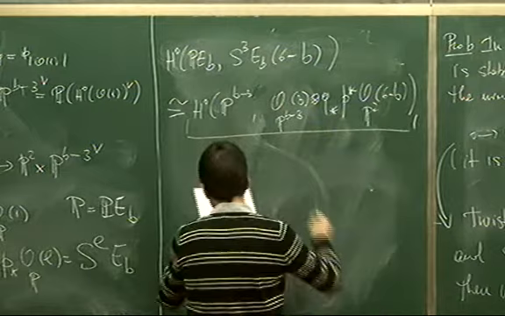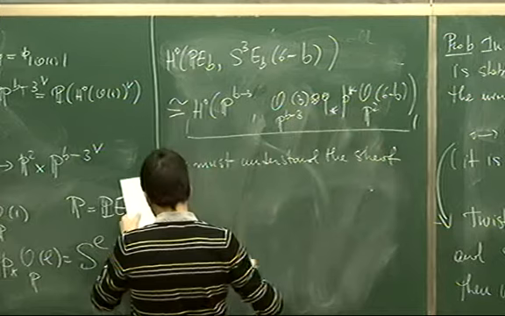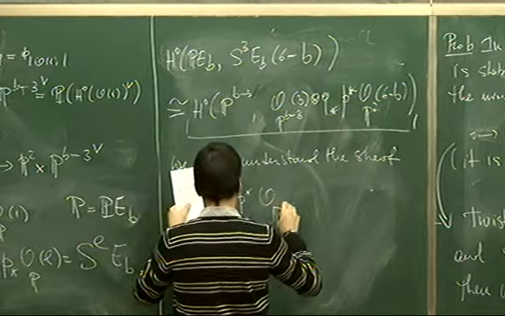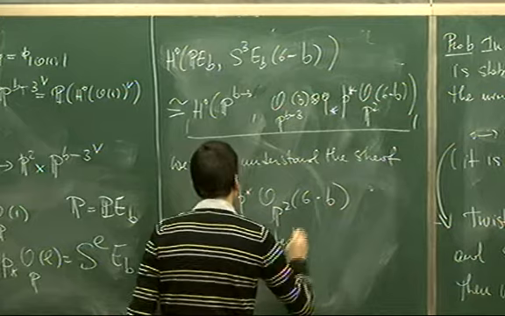Okay, we must understand the sheaf. This is the current sheaf, Q over star, P upper star, OP2, 6 minus P. This sheaf, it is supported, this is a torsion sheaf. Of course, it's a torsion sheaf, and it is supported on the image of this map.